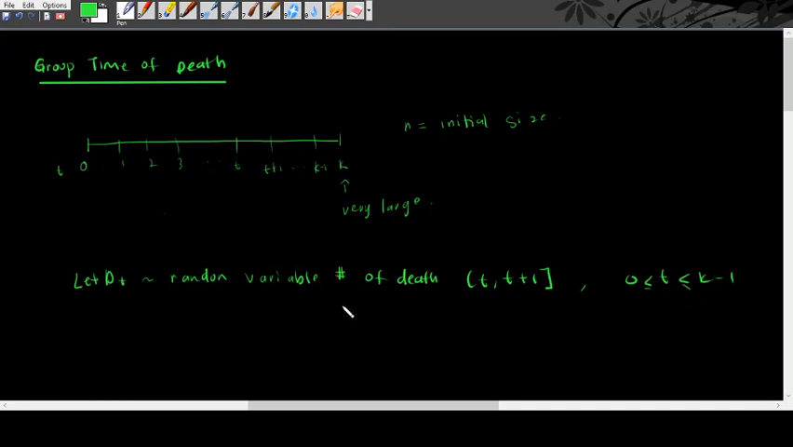Let Nt equal the number of survivors at time t, the random number of survivors at time t. And let little nt represent the realized value of big Nt, and little dt represent the realized value of big Dt.